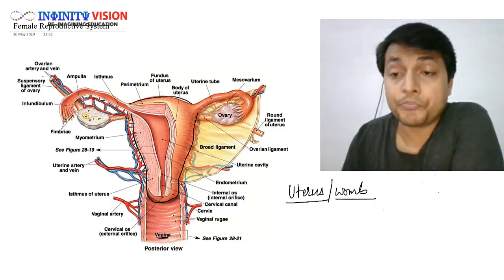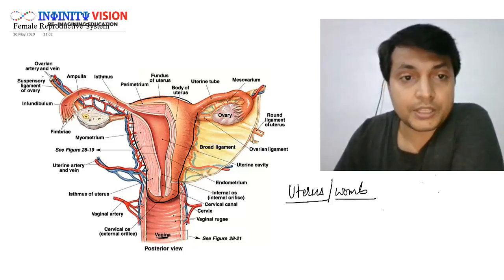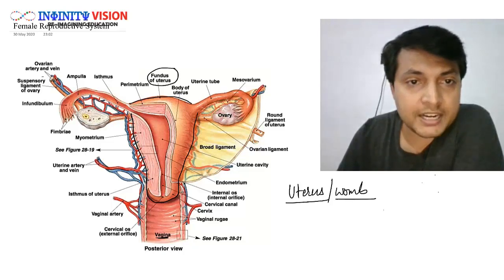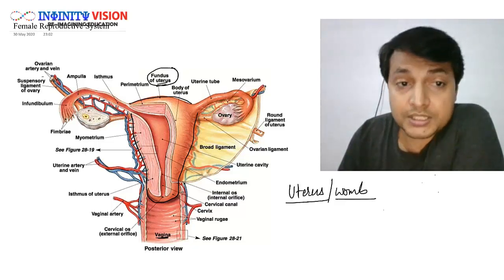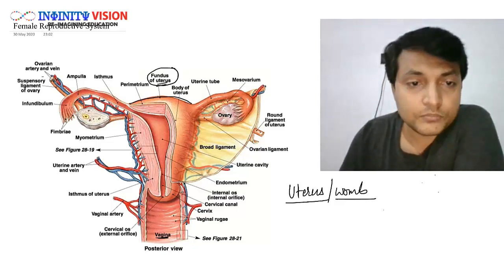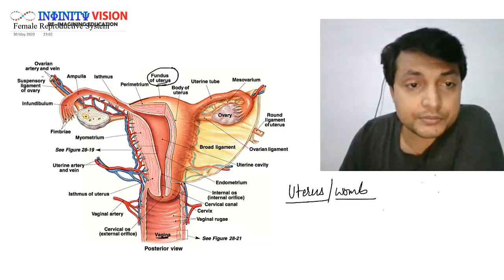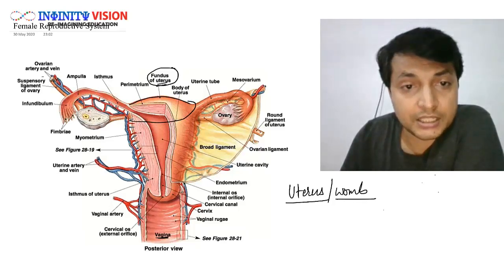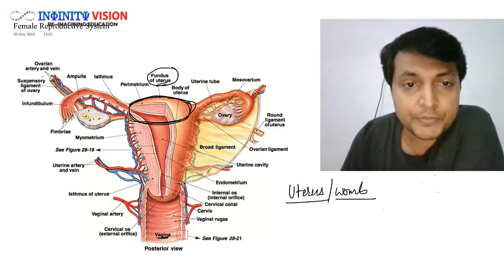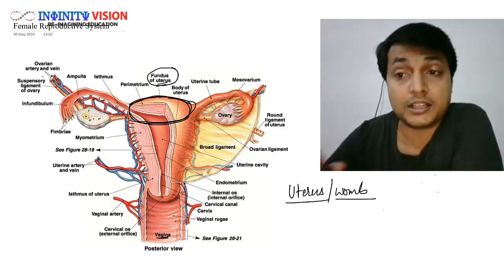Now this uterus itself is divided into three parts. What are they? Number one is the fundus or fundic part. Let me erase all this first. So the fundus is this upper part of the uterus. This entire area of the uterus is called the fundic region, or fundus, or fundic part of the uterus. All are the same thing.